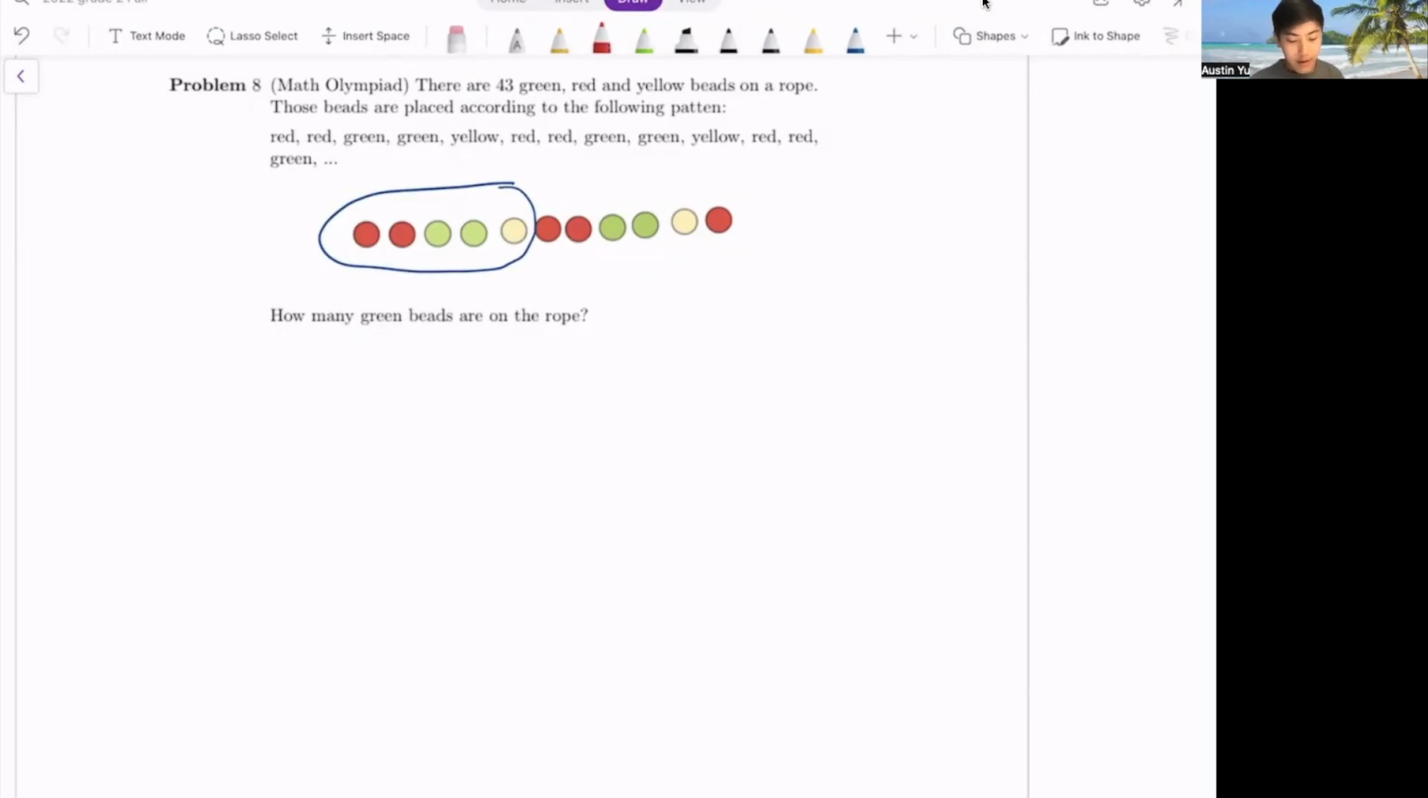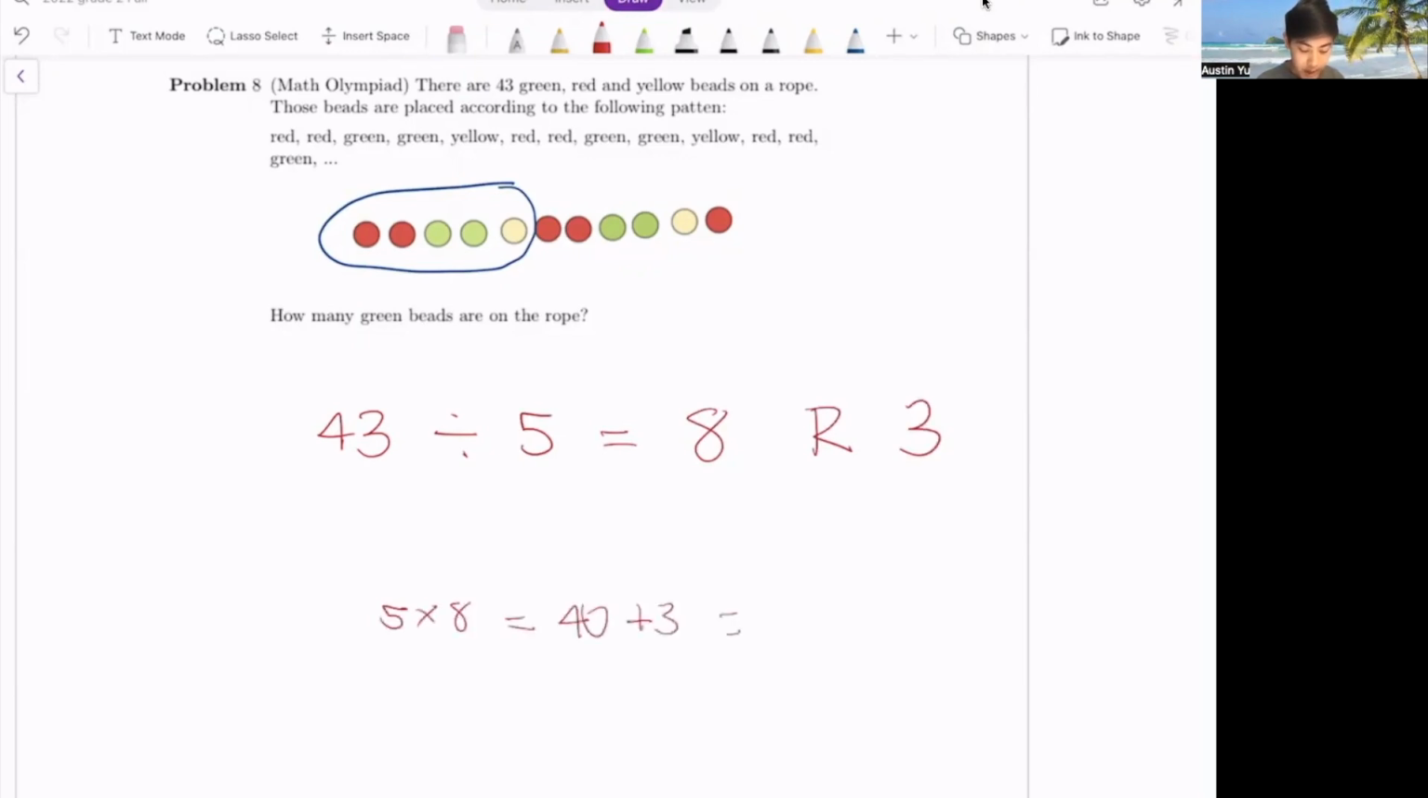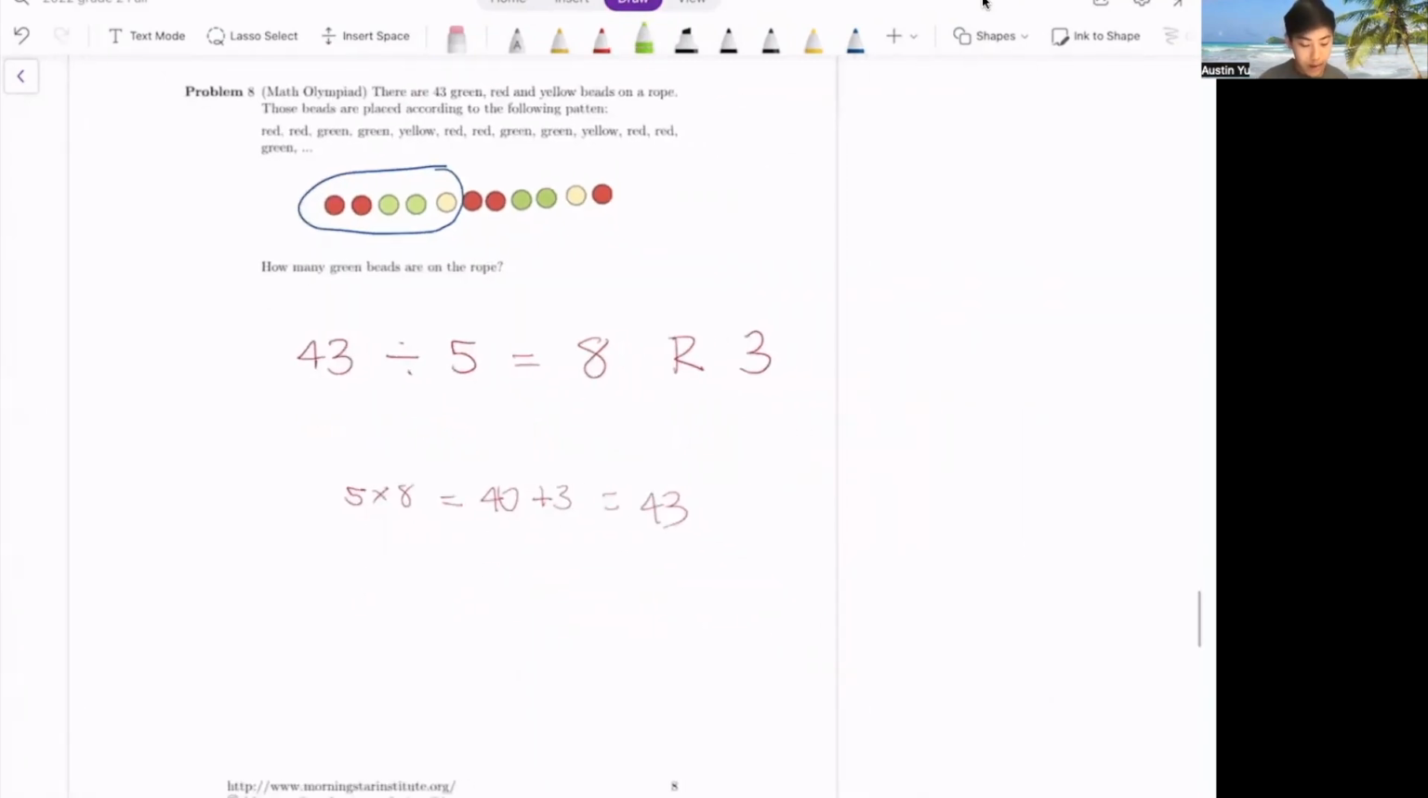And then this is fairly easy. There are 43 beads in total, divided by 5 in each sequence. This quickly gives us 8 with remainder 3, because 5 times 8 is 40, and we have 3 left over to get us to 43. So we don't have to care about the 8 really, because as there are 8 patterns, 8 times 2, 2 green in each pattern, that just gives us 16 green beads.